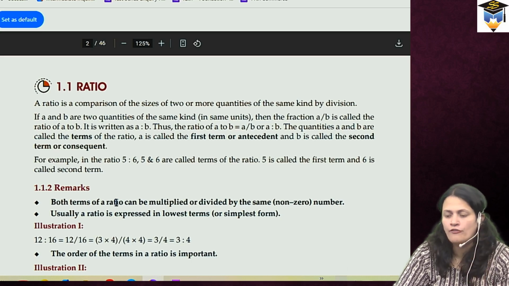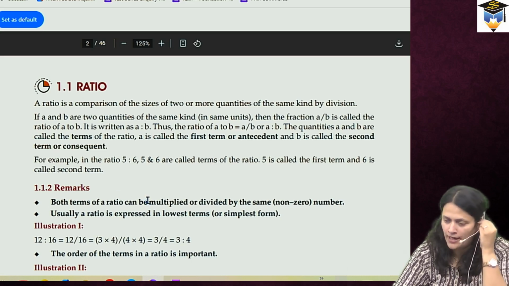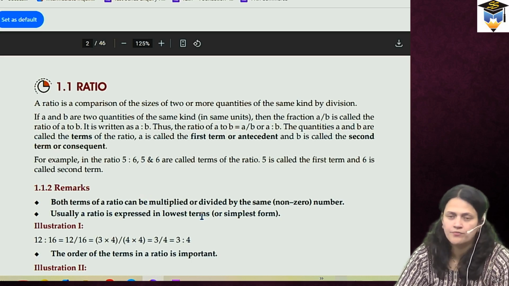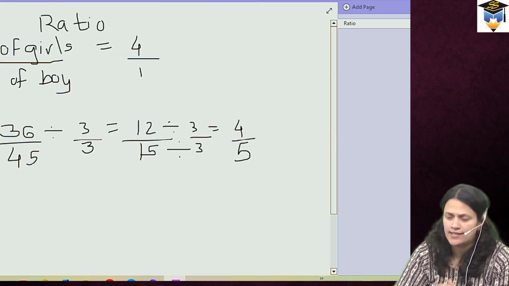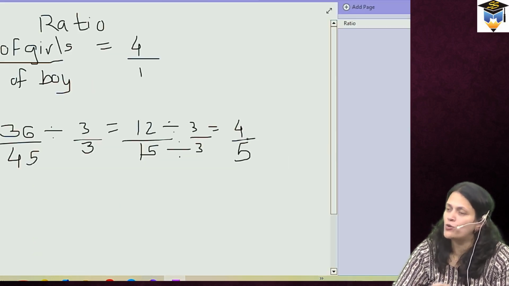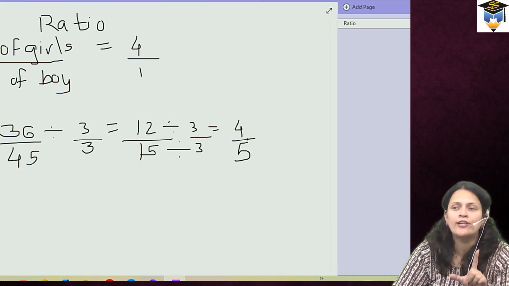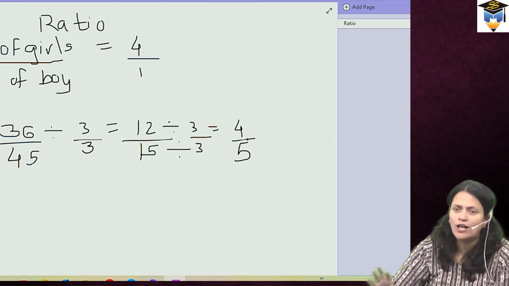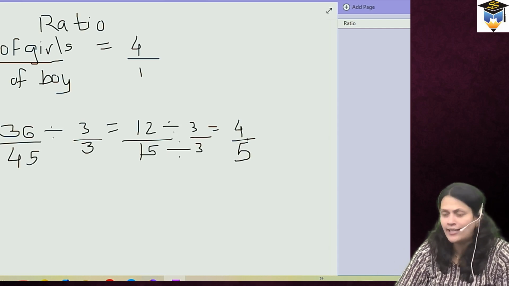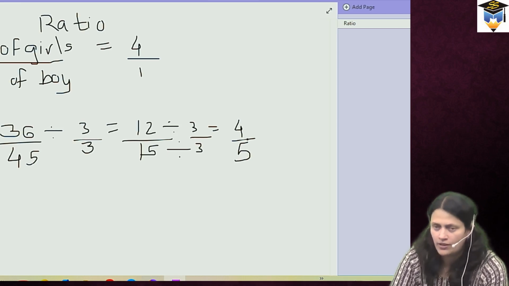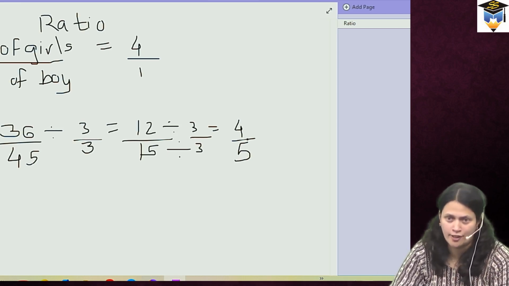Now there are two remarks which are written over here, as you can see. Both terms of a ratio can be multiplied or divided by the same non-zero number. So now in this case, suppose we have got this ratio as 4:5. And if I want to find out an equivalent ratio of this, see, all these are basics which are done already in 10th standard, right? Up till 10th standard, everybody has studied ratio.